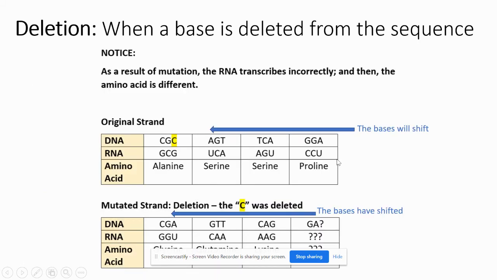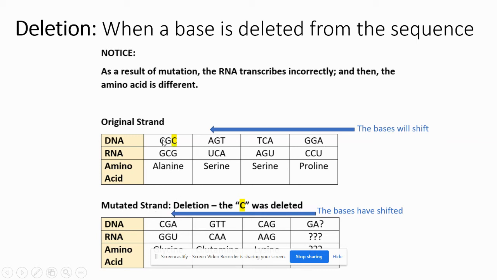And again, of course, the problem here is that as a result of mutation, the RNA transcribes incorrectly, and then the amino acid is different. And if the amino acids are different, the proteins are different. So here is our original strand. We are going to delete this C. These bases are all going to shift over. The mutated strand has that C deleted.